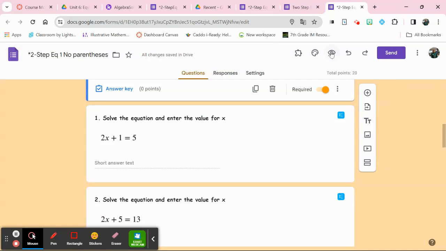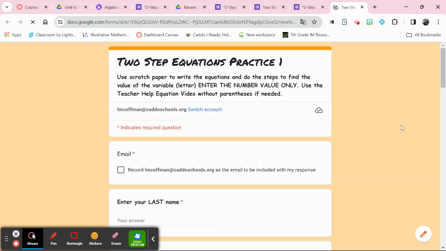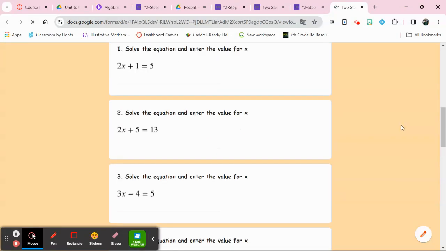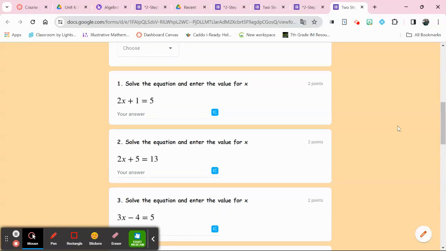I'm going to go ahead and put it on a view that's better for us to see. There we go. All right, here's our first equation. Let's get started. We have 2 times x plus 1 equals 5. Remember, the whole process here is to get the letter or variable by itself on one side of the equal sign and all the numbers on the other side. All that means is we're going to do the opposite math of what we see.